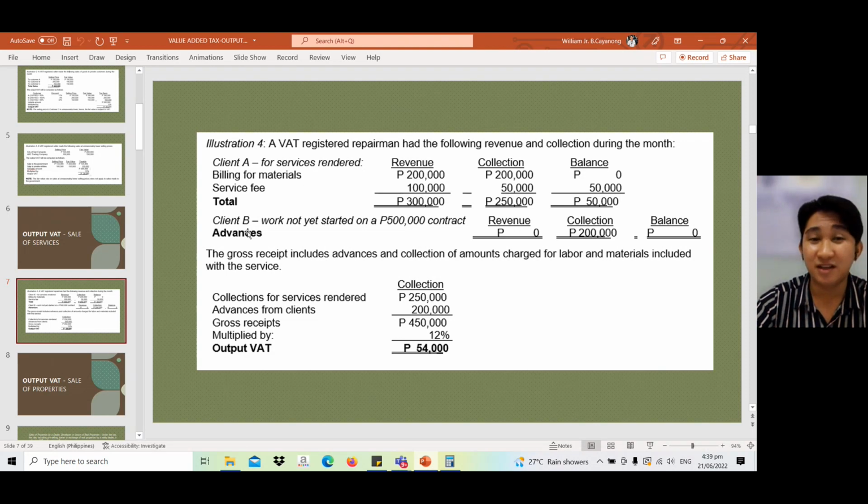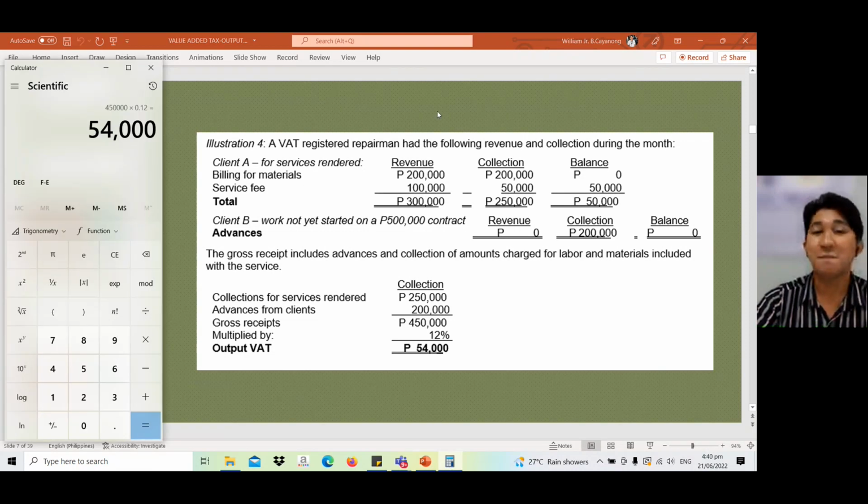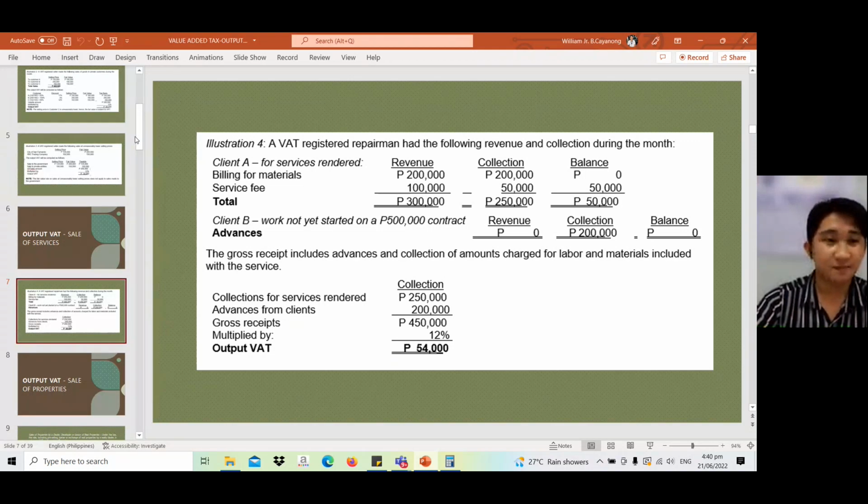For client B, which is advances, even though wala pa tayong revenue, but nag-advance payment naman sila, matcha-charge pa din yan for output VAT. Kasi gross receipts po ang basis natin dito. 250 plus 200, that's 450. And from that 450, mag-multiply tayo ng 12% para makuha po natin yung output VAT natin na 54,000 pesos. I hope that is clear, no?